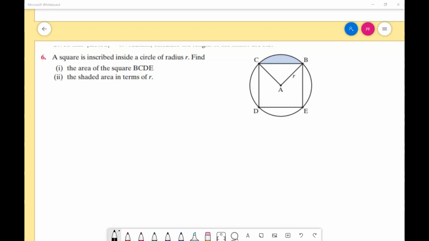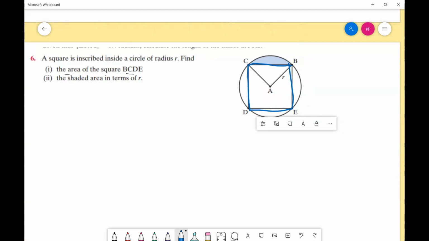Okay, a square is inscribed in a circle of radius r. To find the area of the square BCDE. So the BCDE, they want the area of that square. Okay, so let's just pull that shape out.